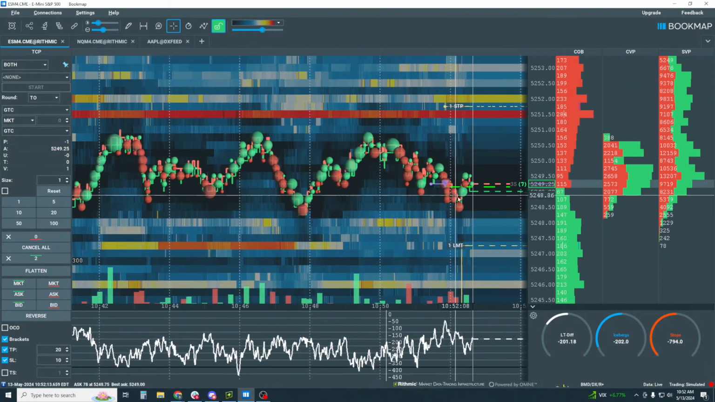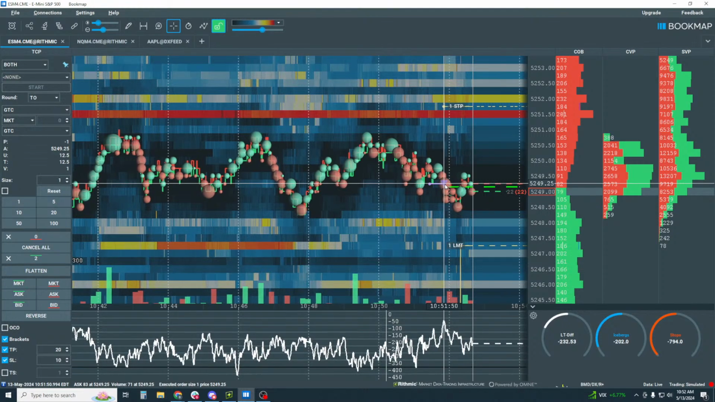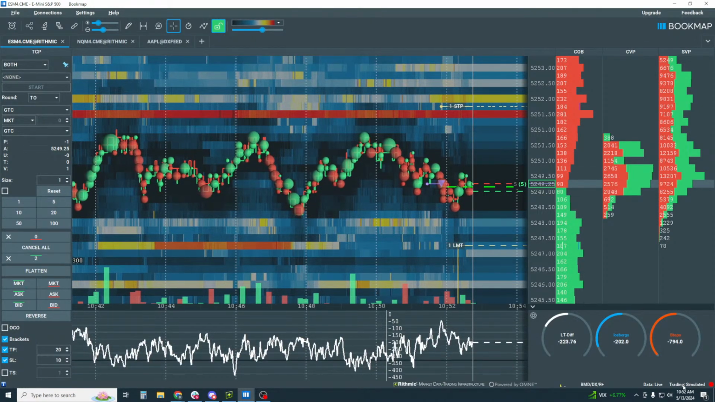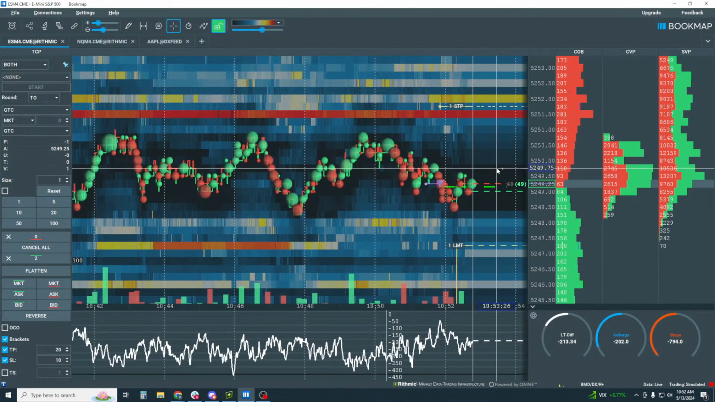Okay, we're in the trade. It is in sim. Okay, it's not a trade recommendation. It is in demo paper trading mode. But because we're in the trade, now we've got to manage it.